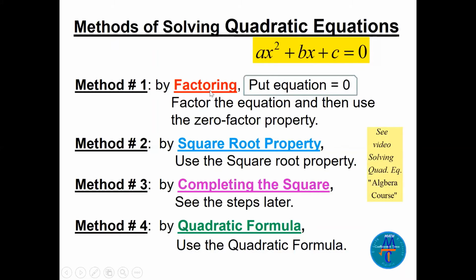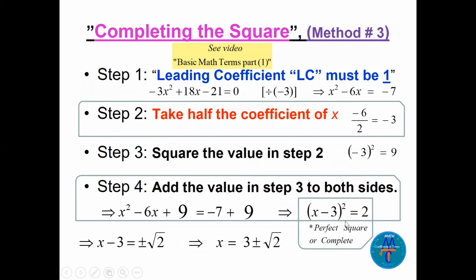Factoring is one way we can solve it. Square root property is another method we can use. Completing the square is another method. Quadratic formula is another method. Now it takes time to explain all these methods, but you have to know that for a quadratic equation, second degree, you have 4 ways to do it at least. Now, I will mention method 3 and method 4 just quickly.